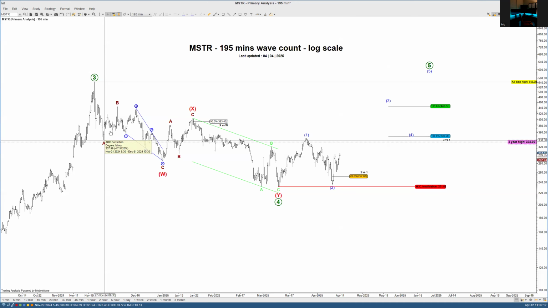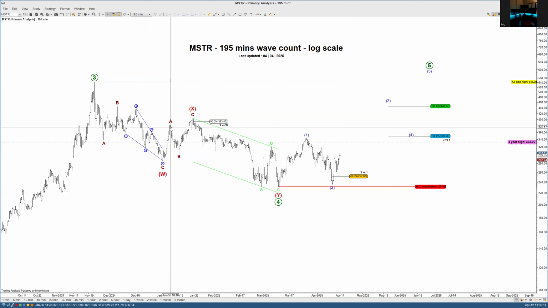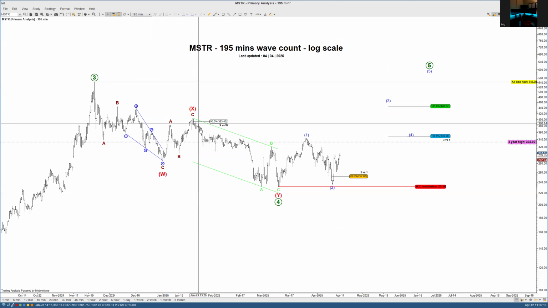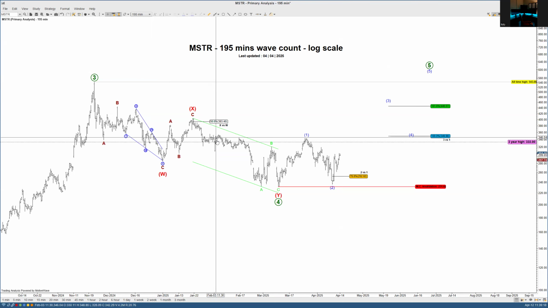It was close. Pop, came back. You see all these retests back and forth. Look how much time spent here. Months. 333 level.